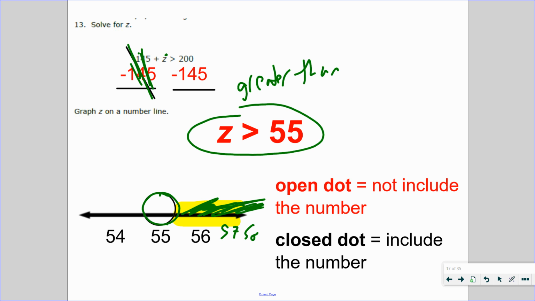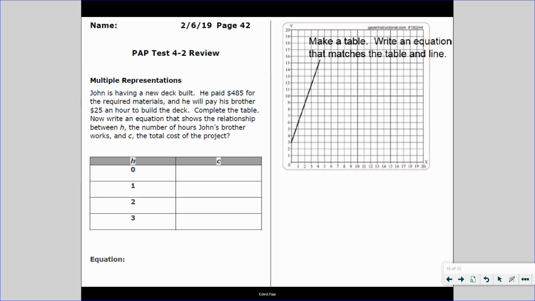Closed dot means it can be that number. It has to be greater than 55. It cannot include 55. And that is your test.